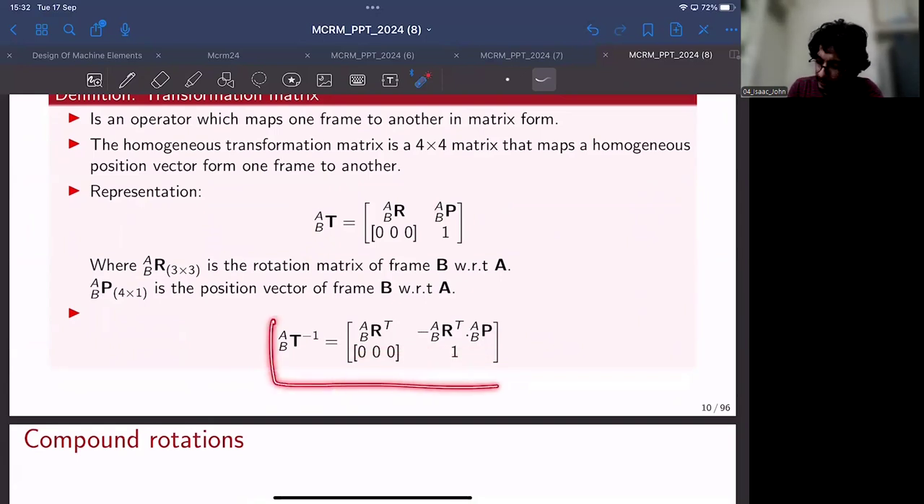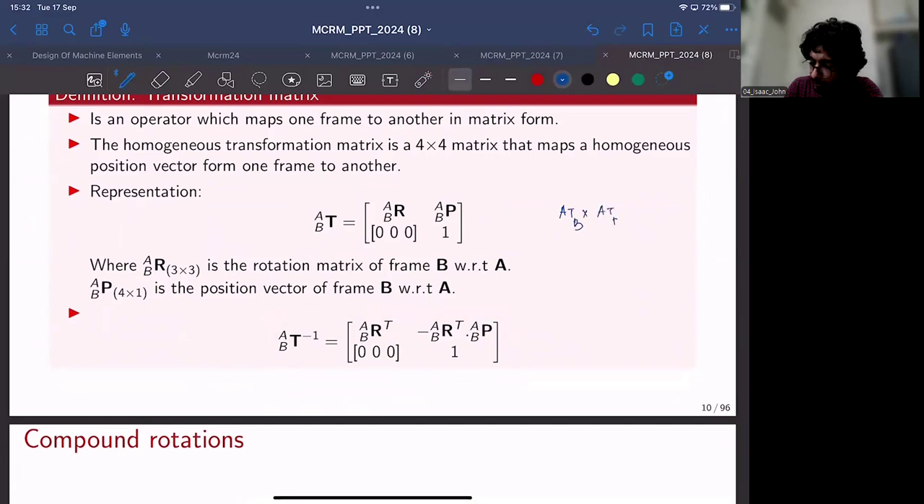You can also obtain this relation by considering the fact that ATB multiplied by ATB inverse is nothing but an identity matrix. So if you transform from A to B and again transform from B to A, that is nothing but ATB inverse, you will get zero transformation. That is given by the identity matrix.